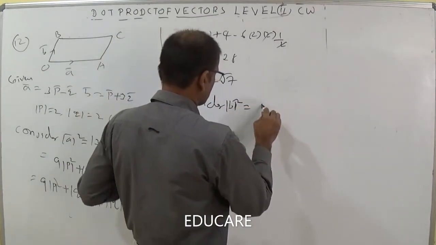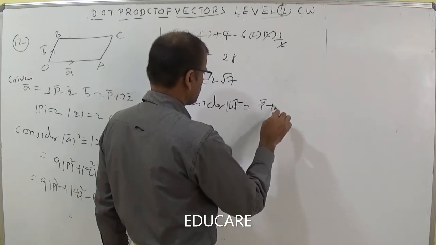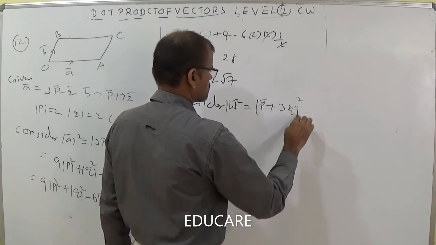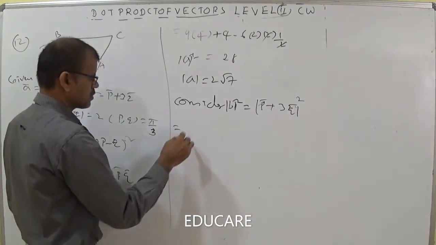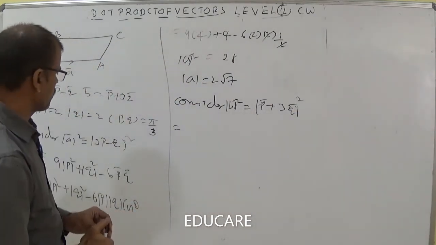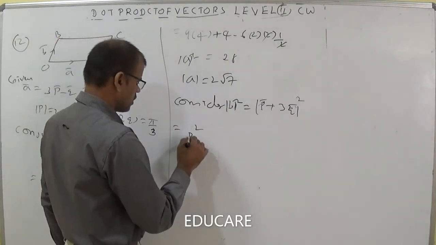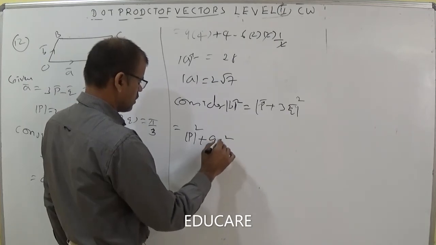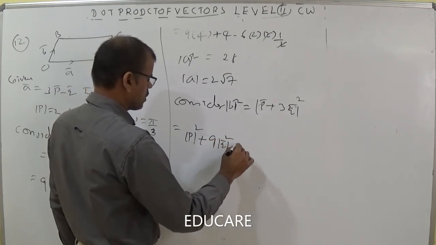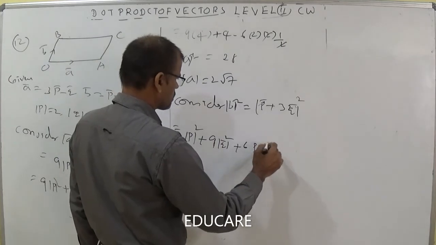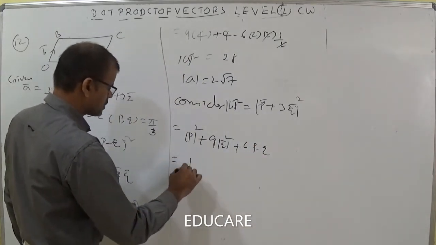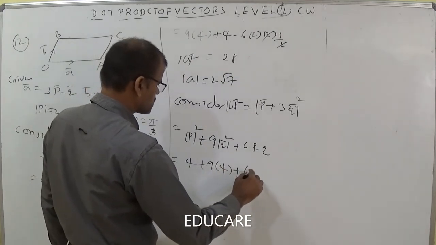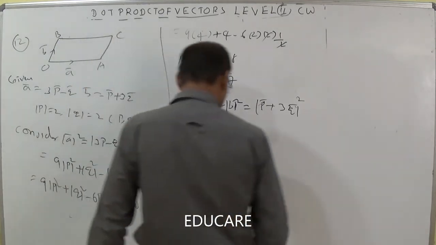Calculate mod B square. Consider |P̄ + 3Q̄|². Using the formula (A+B)², you write |P|² + 9|Q|² + 6P·Q. What is the value of P²? 4, plus 9 into 4, plus 6 into |P| into |Q| into cos θ.